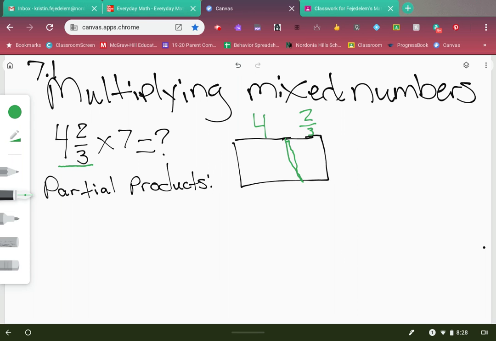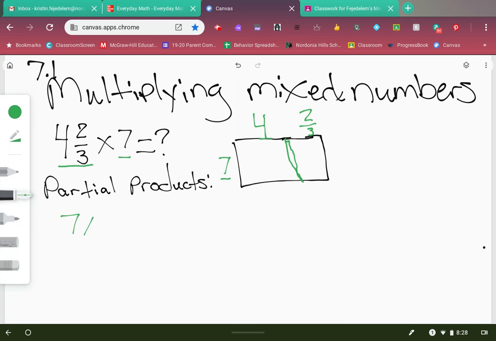And I broke that up. I have my whole number with my fraction. Now my second factor is just 7, so I do not need to break that up. I'm just going to call that 7. So now we have to list out our partial products. So our width is 7, our length is 4.